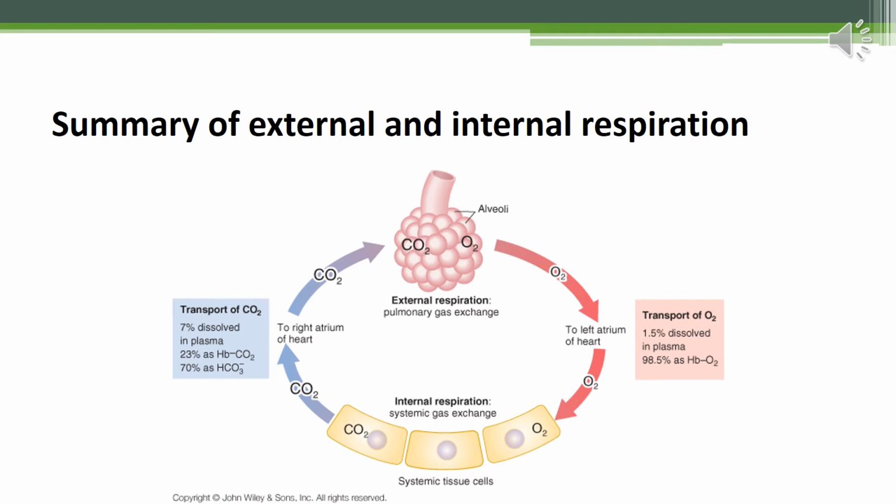And when we're transporting O2, we have 1.5% of this dissolved in the plasma, and 98% of this is connected to the hemoglobin as we would want it. And then on the transport of CO2, 7% of it is in dissolved plasma, 23% of it occurs as CO2 bound to hemoglobin, and yes, it does bind hemoglobin, and 70% is there as ionic bicarbonate.